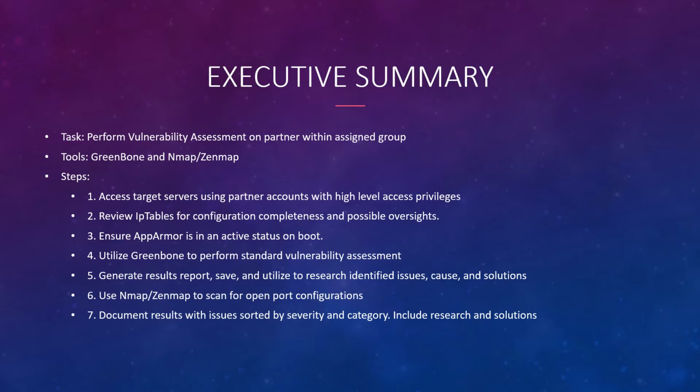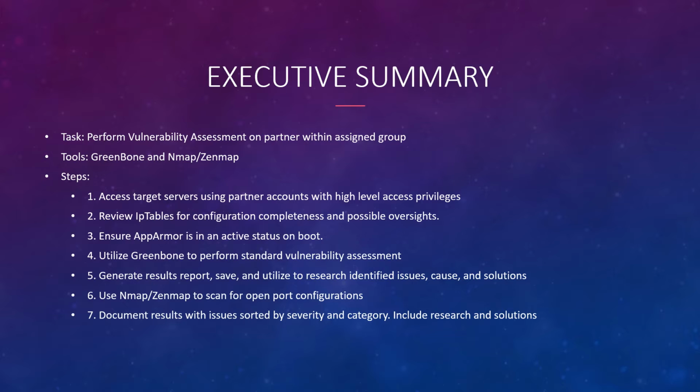All right, executive summary. The task was to perform a vulnerability assessment on partners' computers, not so much computers, but servers within your assigned group. Tools to use were both Greenbone and Nmap or ZenMap, whichever one you're more comfortable with. I use ZenMap myself. The steps we took: access target servers using partner accounts with high-level access privileges that they set up for us. Review IP tables for configuration completeness and possible oversights. Ensure AppArmor is in active status on boot.